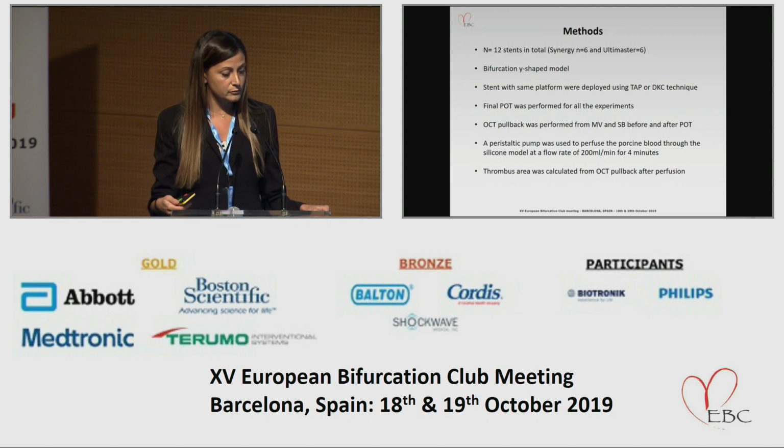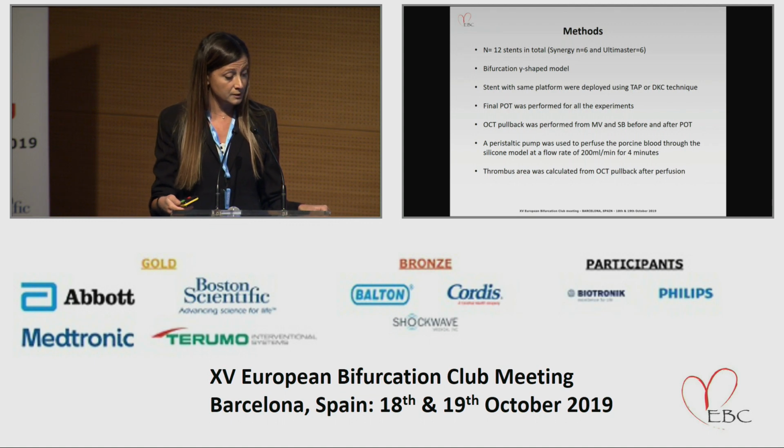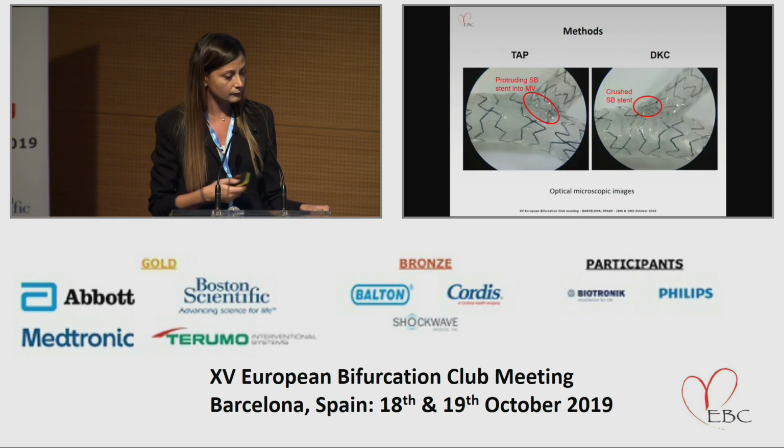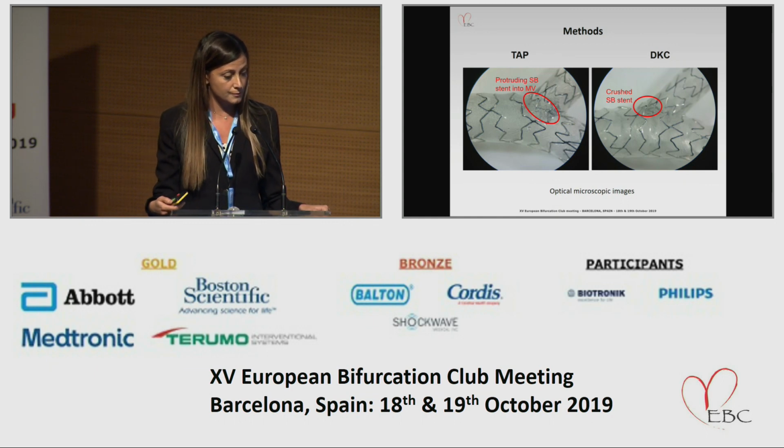OCT pullback was performed from main vessel and side branch before and after POT. And silicone models were then perfused with porcine blood at a flow rate of 200 millimeter per minute for 4 minutes. Thrombus area was then ultimately calculated from OCT pullback after perfusion. And these are optical microscopic images of the silicone model.